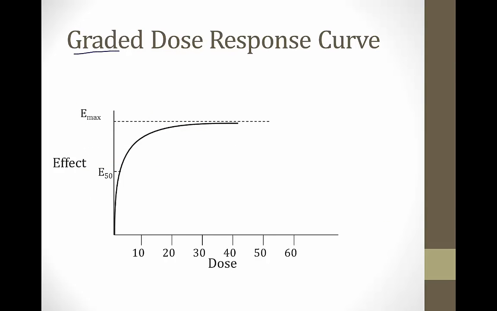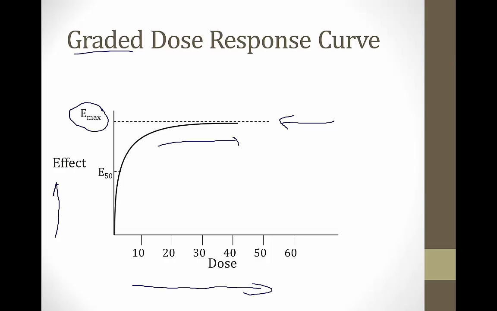Let's talk about the graded dose response curves first. For most drugs, as you increase the dose, you see a steady increase in the effect. However, at some point, the curve starts to flatten out, and you reach an effect that you can't get beyond no matter how high you make the dose. We call that effect the E max. We also like to identify a point that is 50% up the y-axis to that E max. We call that the 50% effect.